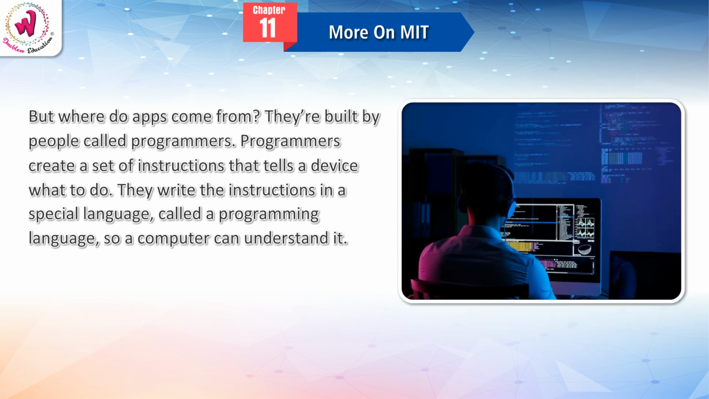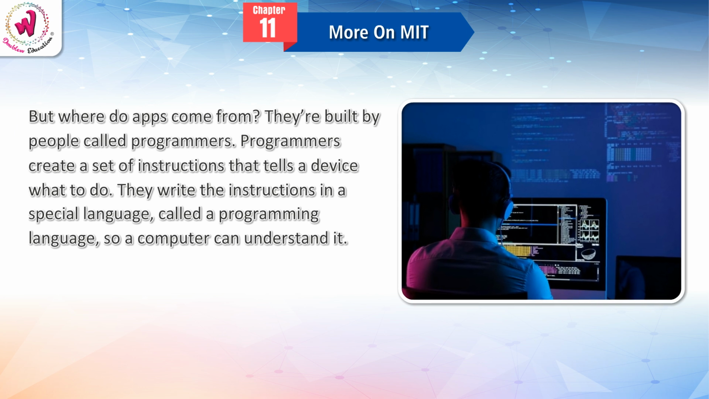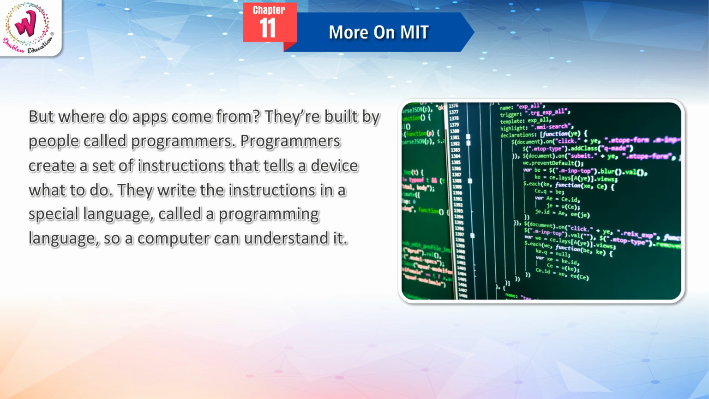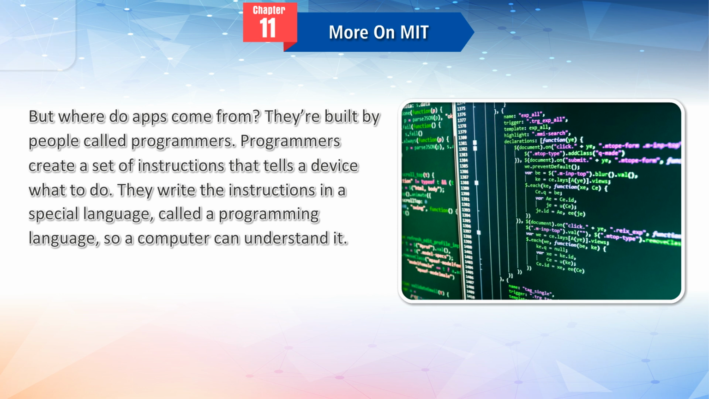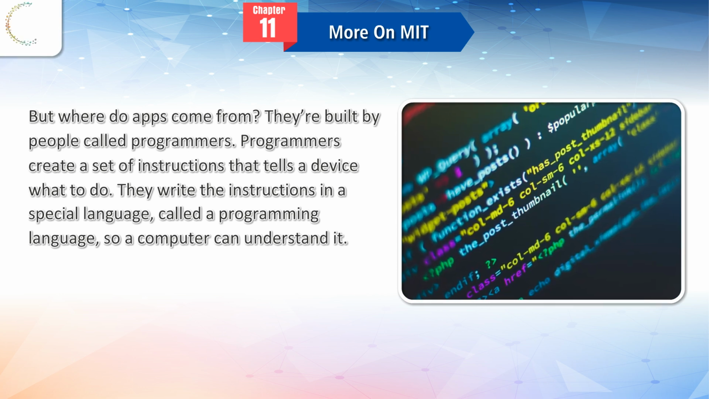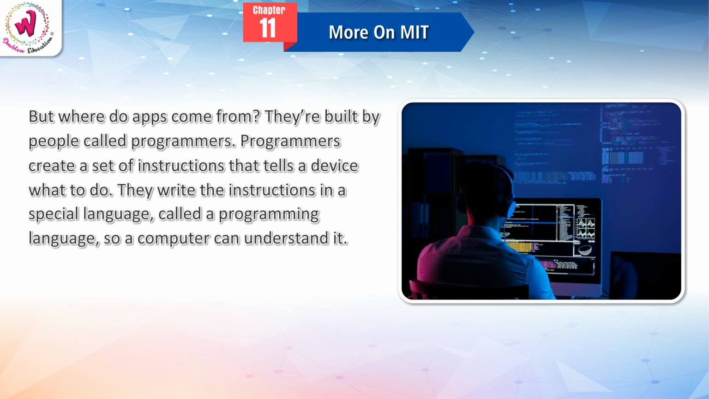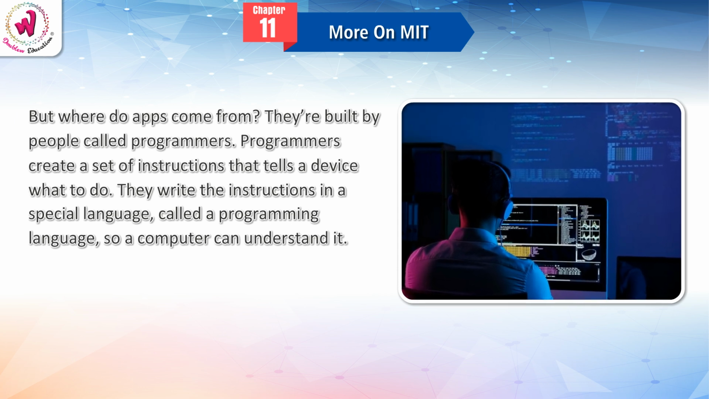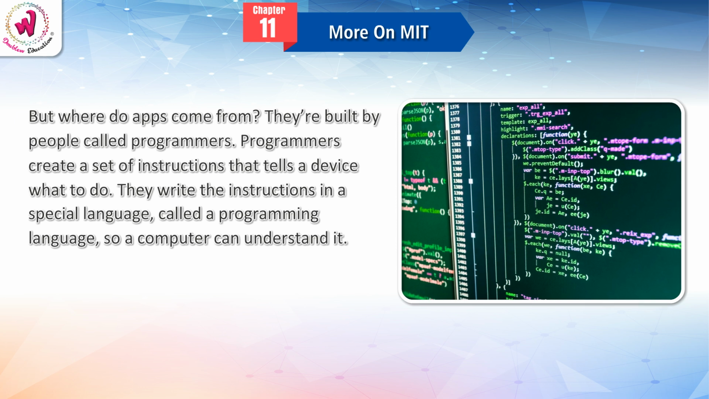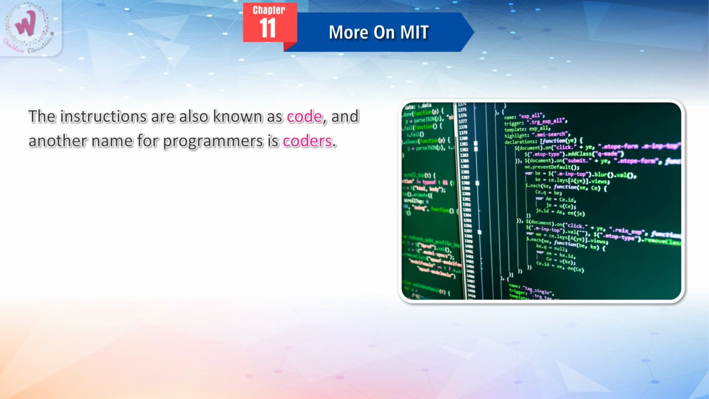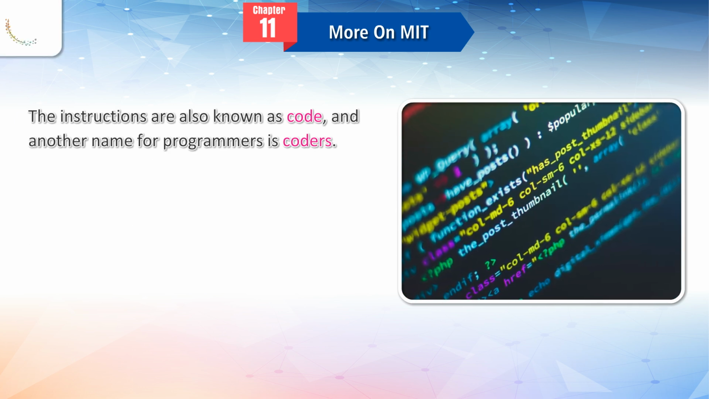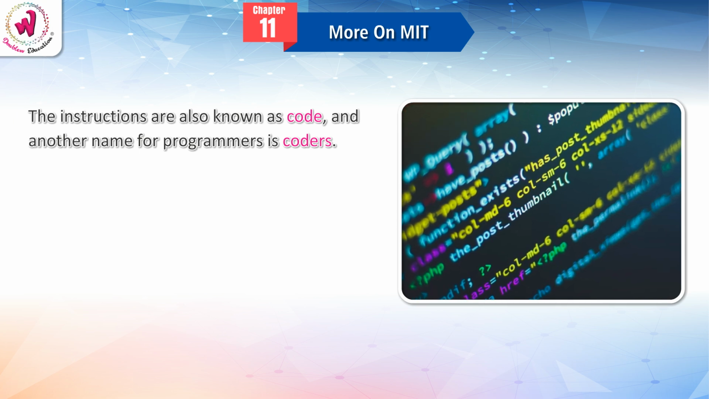But where do apps come from? They are built by people called programmers. Programmers create a set of instructions that tell a device what to do. They write the instructions in a special language called a programming language, so a computer can understand it. The instructions are also known as code, and another name for programmers is coders.